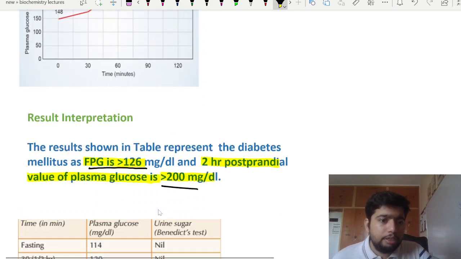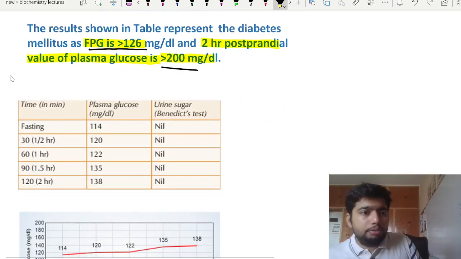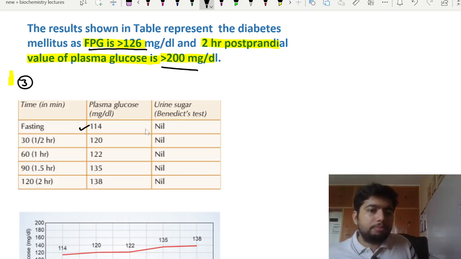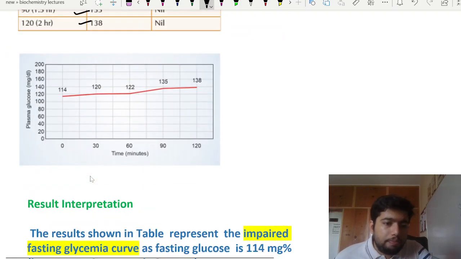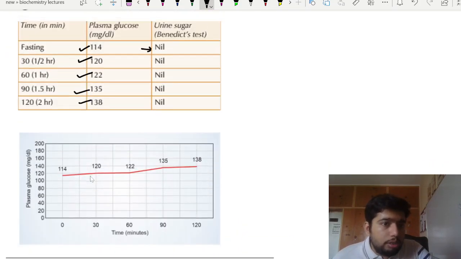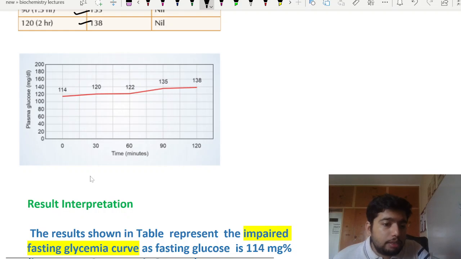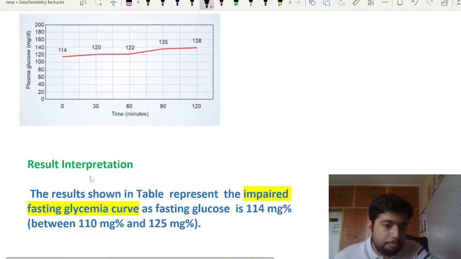Okay, now the third example, in which fasting is 114, urine sugar is negative. 30 minutes 120, again it is nil. 60 minutes 120, again it is nil. 90 minutes 135, again it is nil. 2 hours it is 138, again it is nil. So you can see this is called an impaired fasting glycemia curve. Why?